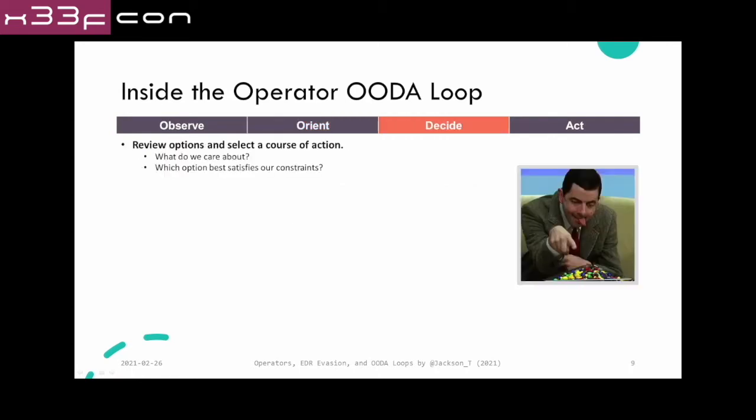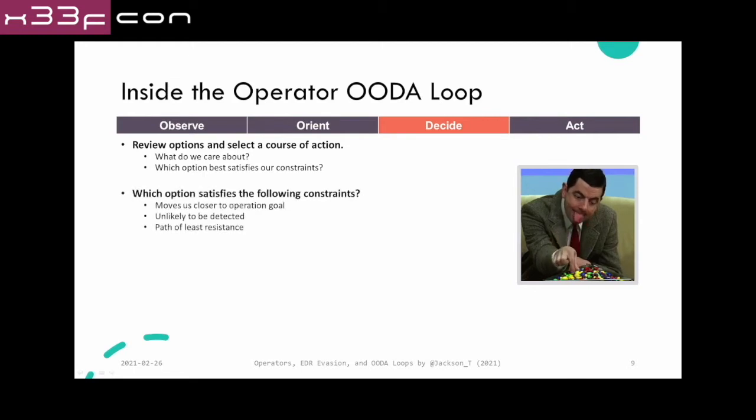Decide is the next process, and this is where we deliberate on the options we've identified and then select a course of action. This is where we can consider what's important to us and then figure out what to do that best represents those values. So I usually look at this as a constraint satisfaction problem, and usually for red team ops, I try to pick the option that moves us closer to the operational goal, is unlikely to be detected, and is a path of least resistance.